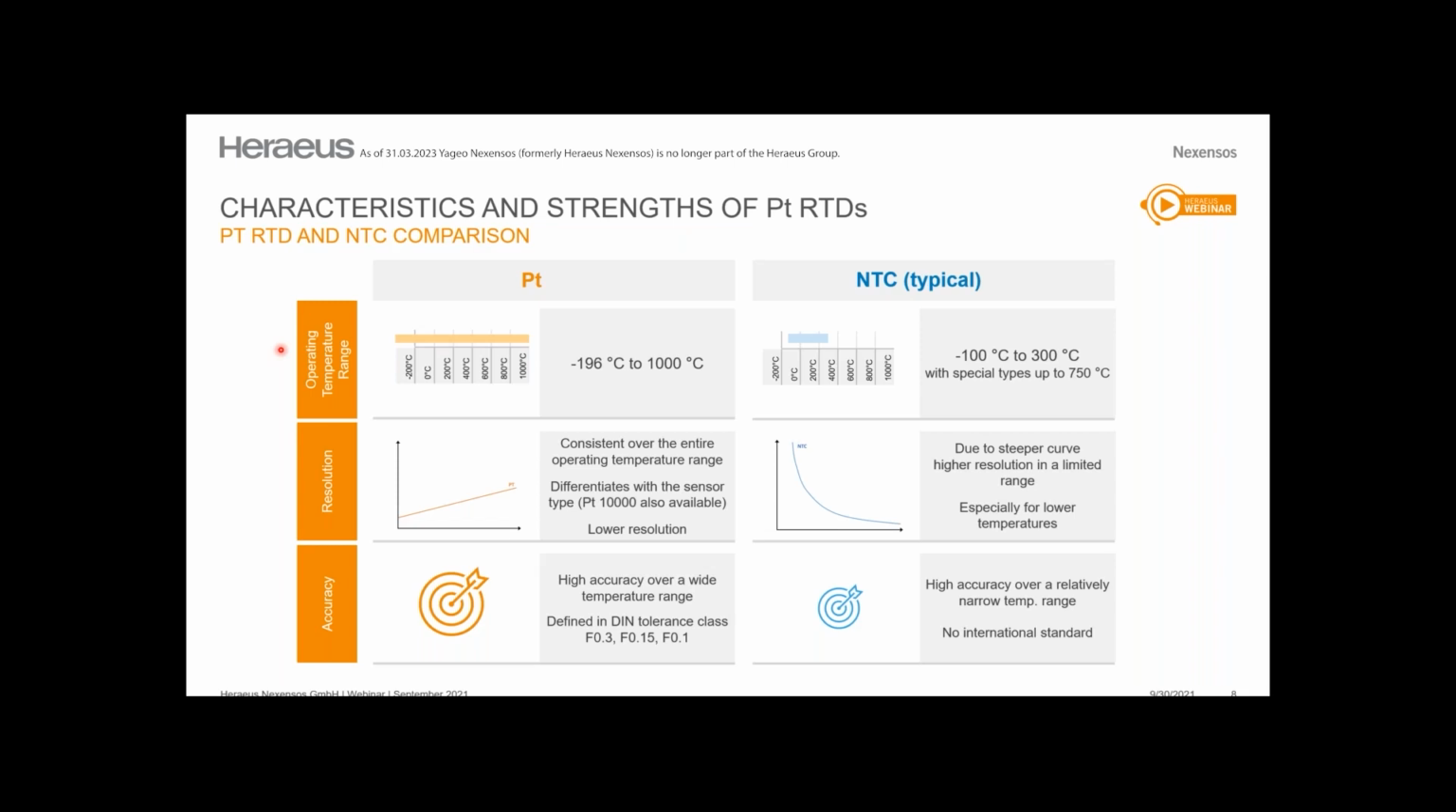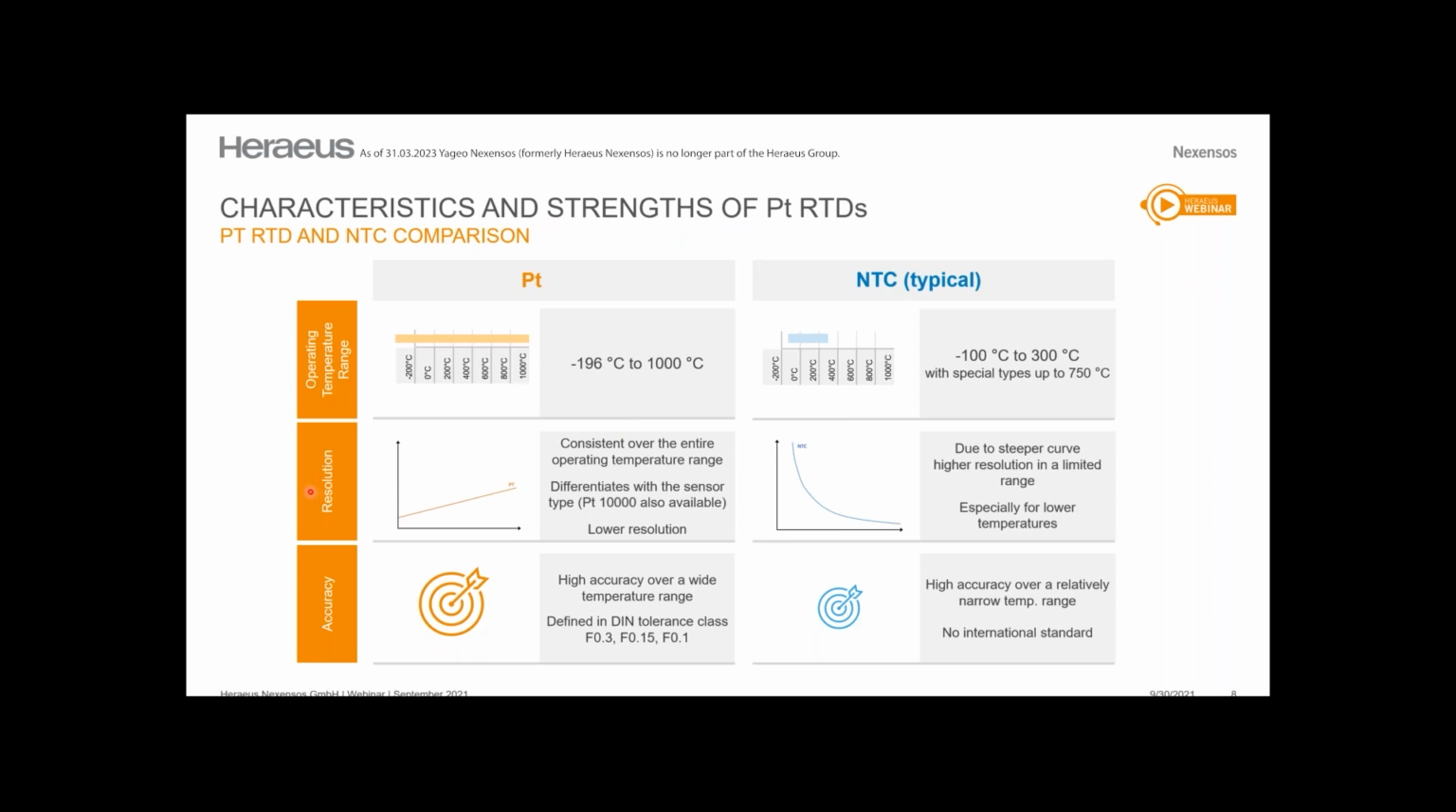PT sensors can be used in a much more extreme temperature range due to the material properties. So with our sensors, temperature ranges from almost minus 200 degrees Celsius up to 1000 degrees Celsius are possible. The operating temperature range for NTCs is much smaller and ranges from minus 100 degrees Celsius to 300 degrees Celsius. But there are also some special types that have a temperature range up to 750 degrees Celsius.